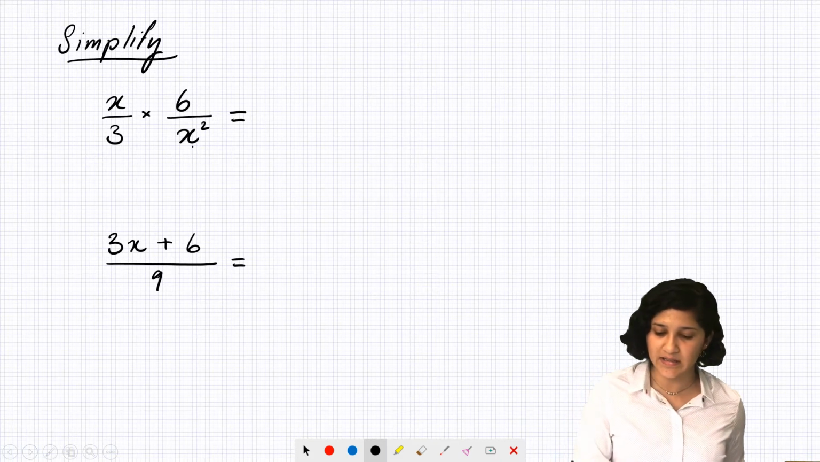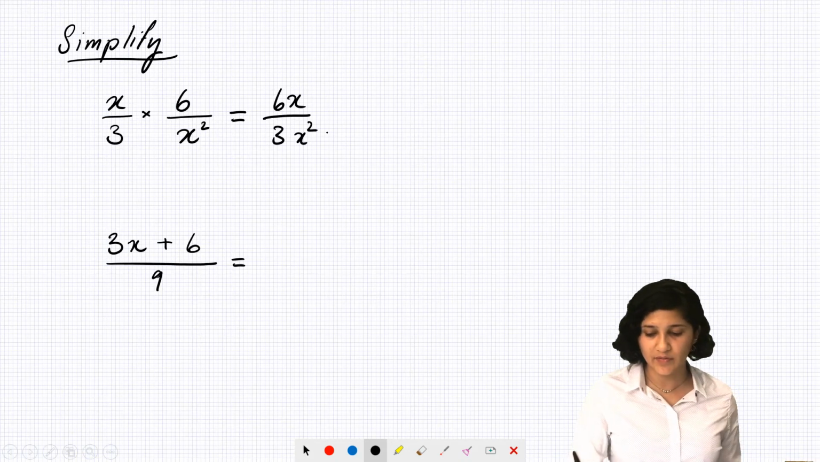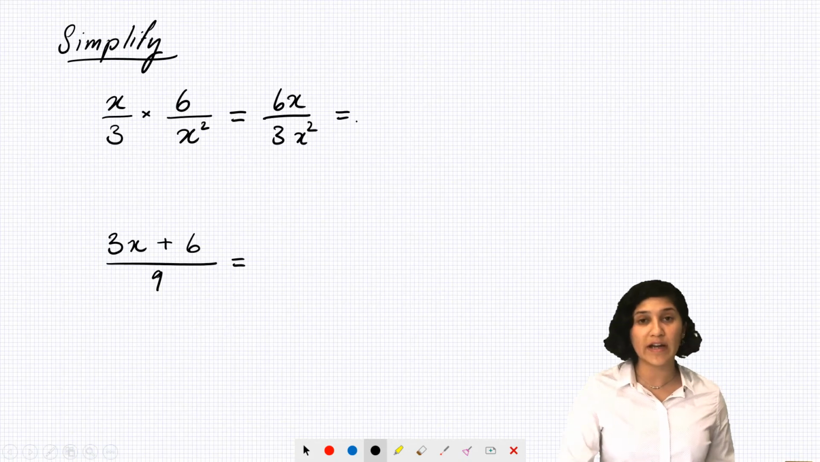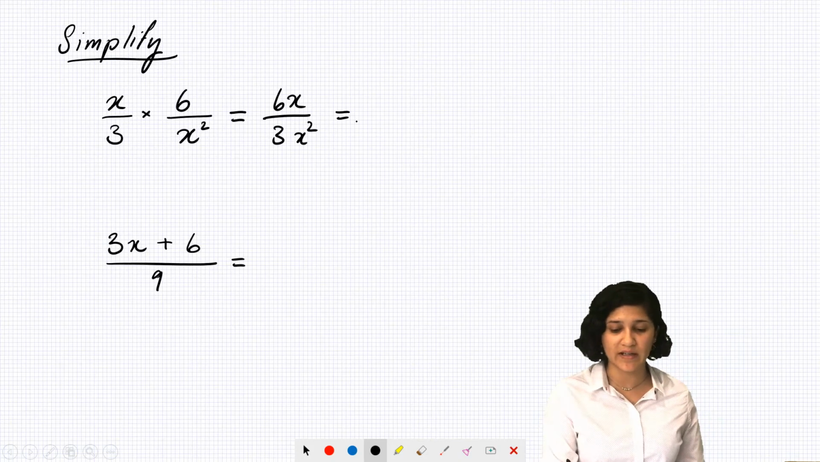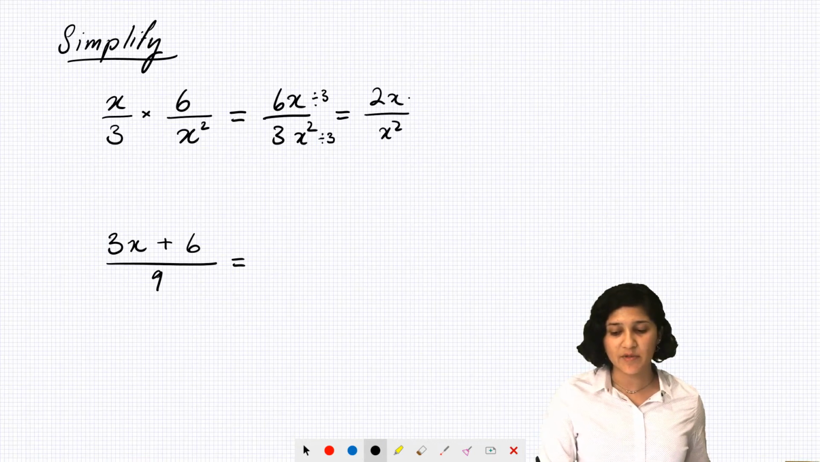In this case, if I did the full multiplication, it would be 6x over 3x squared. Now I know that 3 goes into both the top and the bottom, so I can divide top and bottom by 3, and that will give me 2x over x squared. And now I can see that I'm dividing top and bottom by x. I can also divide top and bottom by x.